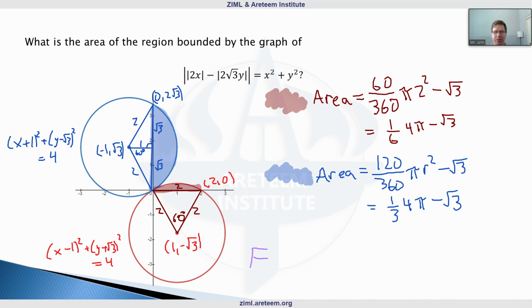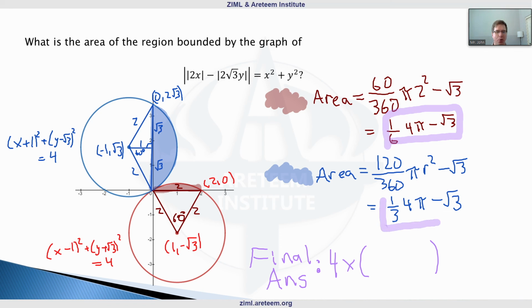So our final answer, and remember our final answer is 4 quadrants, so let me just put the 4 times right off the bat here. We have 4 times the sum of these two things. Based on what I just said, we have this area, 1/6 times 4 pi minus root 3. We have 1/3 times 4 pi minus root 3. So adding those together, we have 1/2 times 4 pi. So that is 2 pi. And then we have minus 2 square root of 3 in that case.